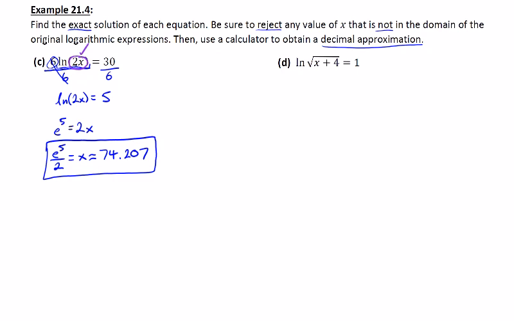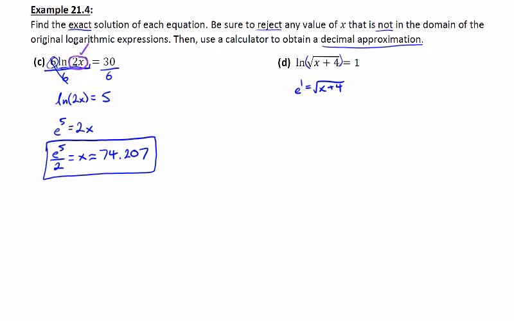For part D, we have the natural log of the square root of x plus 4 equal to 1. So here the square root of x plus 4 represents the argument of this natural log. But for this example, the natural log doesn't have any coefficient restrictions. The coefficient is just 1, so not really any need to do anything there. I should be able to go straight to converting this to exponential form. Take the base e, the exponent will be 1, and then it's all equal to the argument, which is the square root of x plus 4.